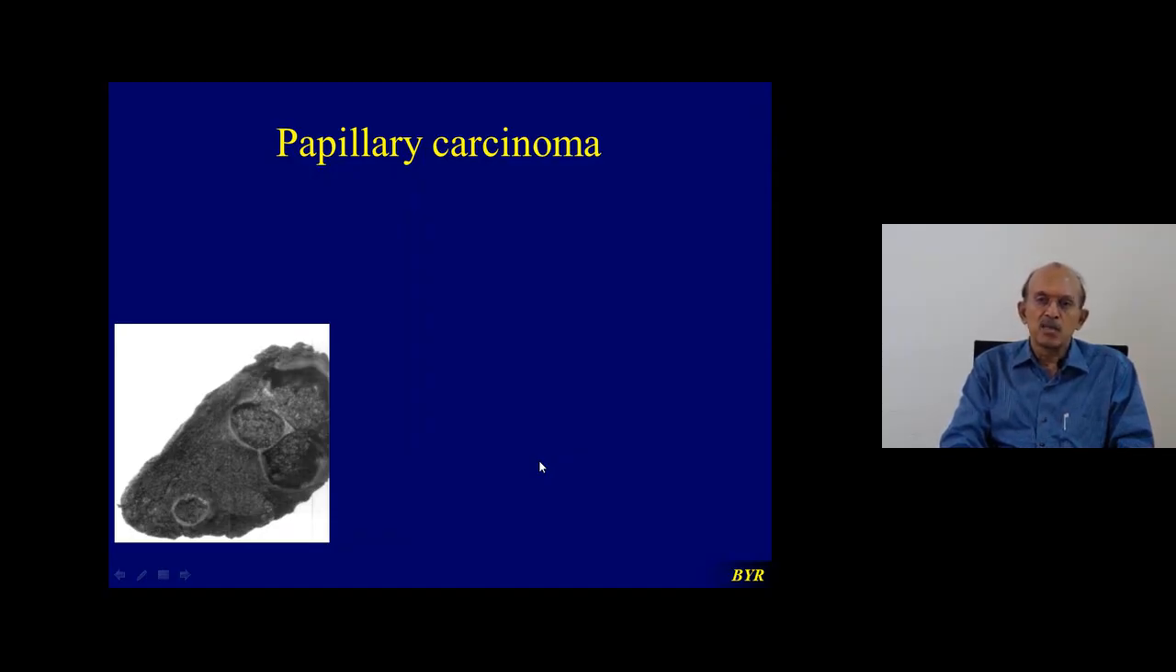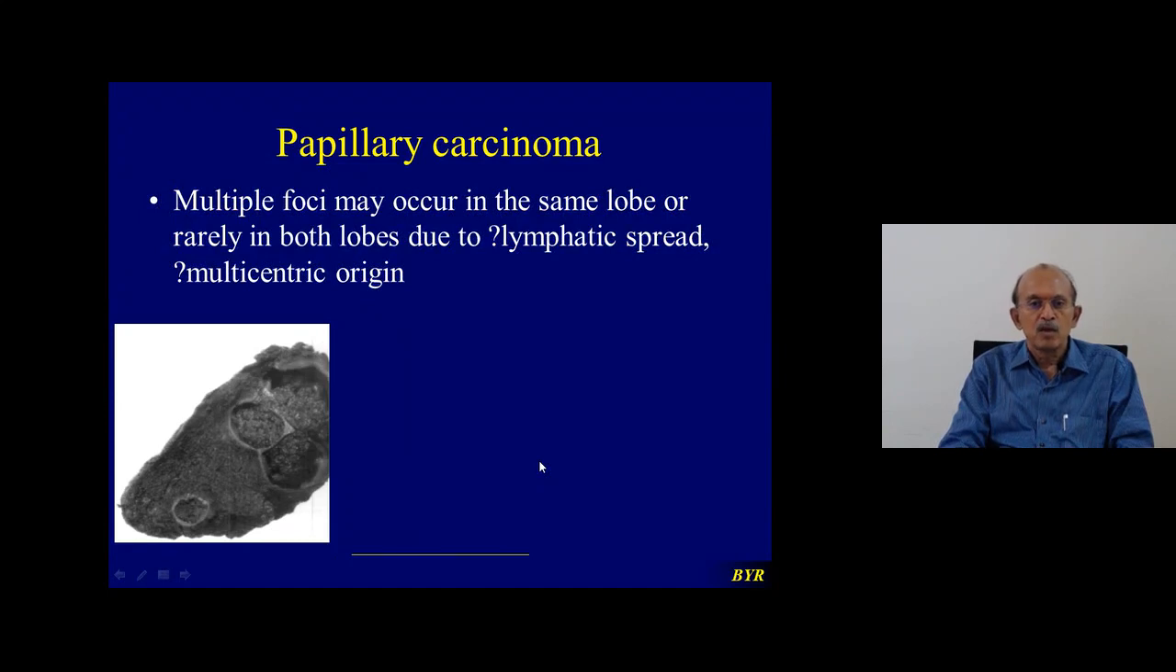The differentiated carcinoma means it is a well differentiated tumor. That means its cells have resemblance to the normal cells, but they have a tendency for invasion of lymphatics, invasion of bloodstream, invasion of the capsule. Papillary carcinoma: multiple foci may appear in the same lobe or rarely in both lobes due to probably lymphatic spread or multicentric origin.